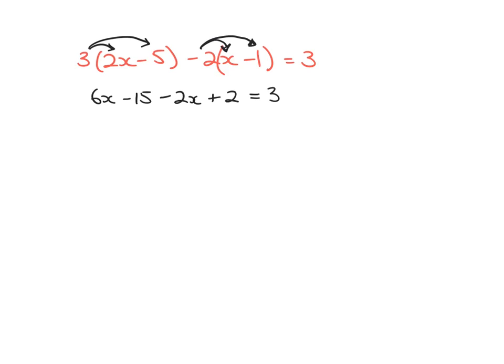Now, guys, do you understand what it means when I say collect like terms? So our 6x minus 2x. What's 6x minus 2x? Perfect, so 4x. And I'm going to switch colours so we're all colour coordinated here. And what's negative 15 plus 2?